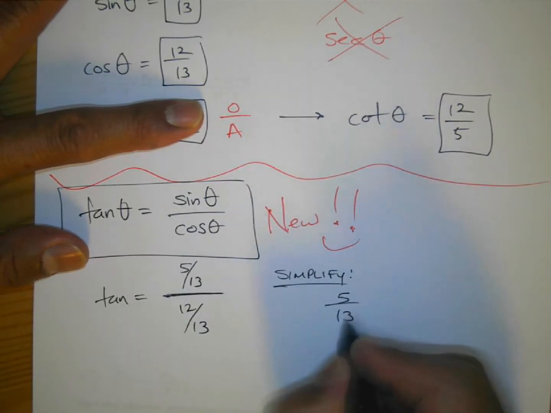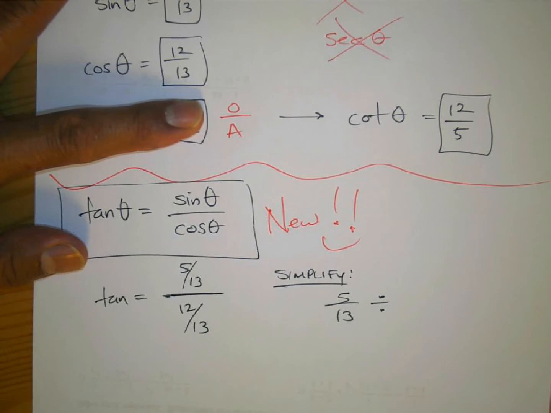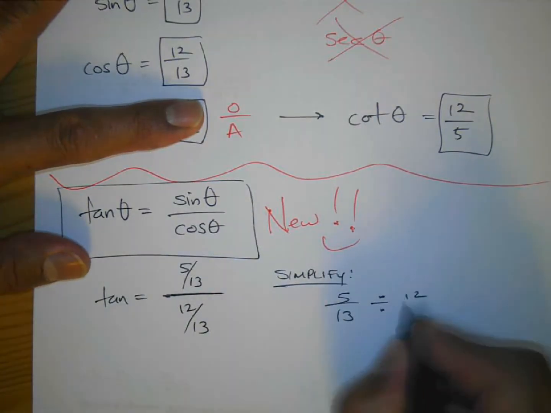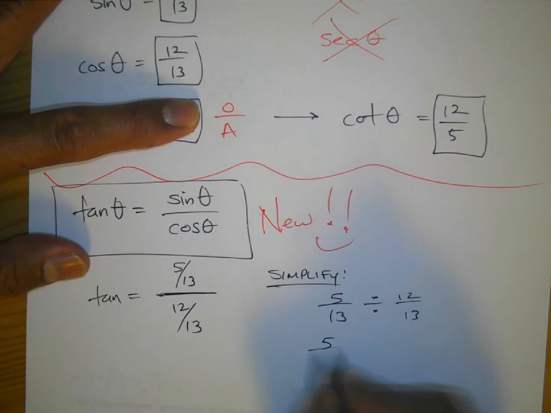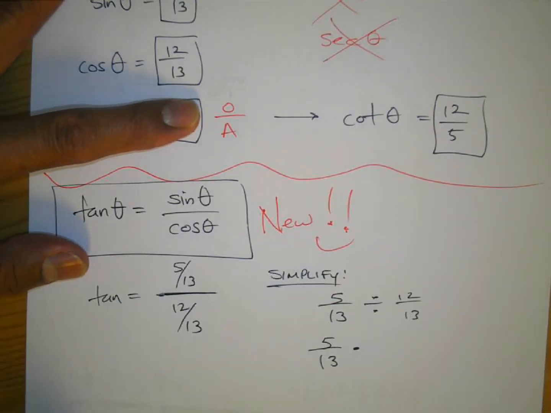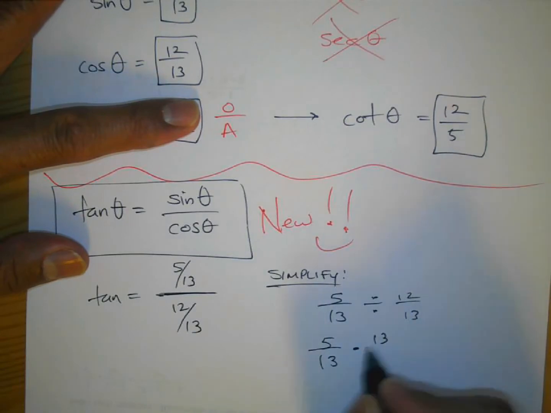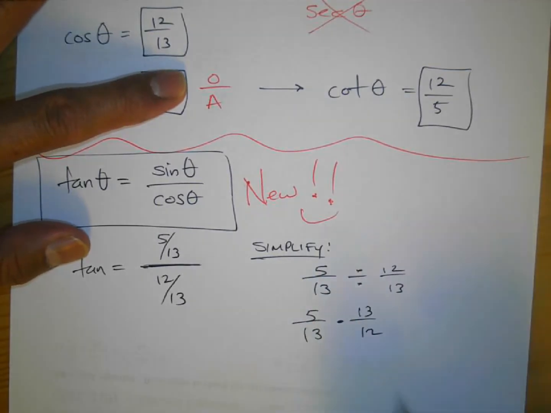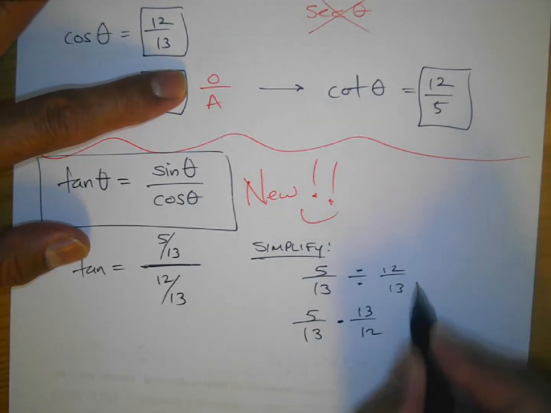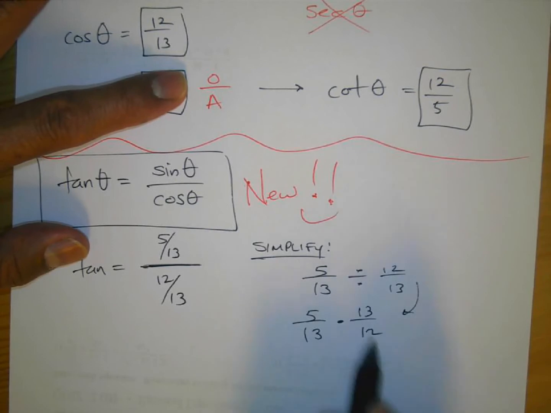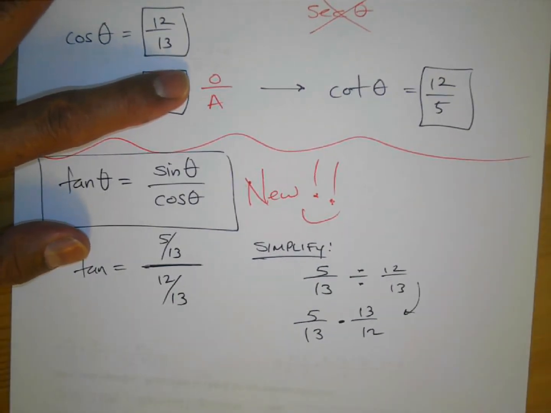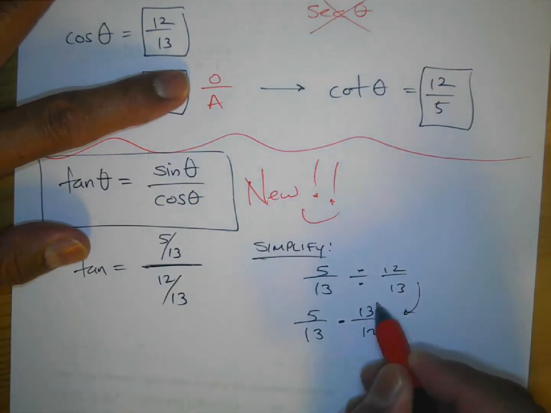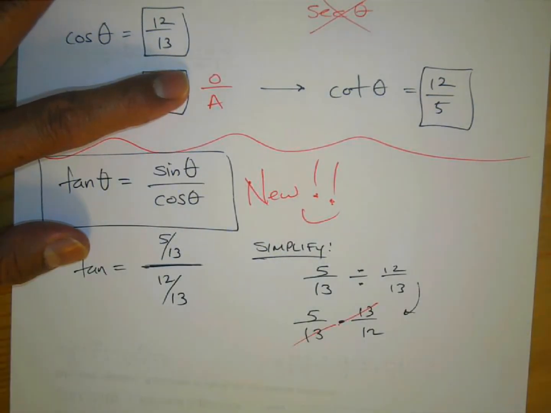That would be 5 over 13 divided by 12 over 13, which is really going to be 5 over 13 times what? 13 over 12. And what do you guys notice here? I'm telling you, once you get to this part, when it's in multiplication mode, always look for something to cancel. What cancels? You guys can see it. 13s, right? This 13 cancels with this 13.